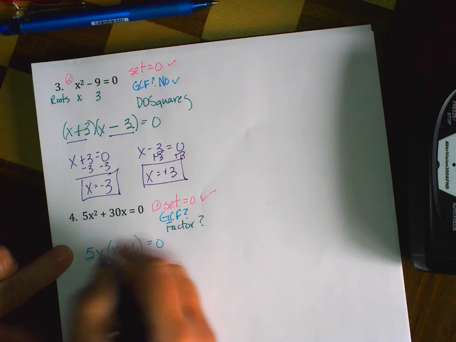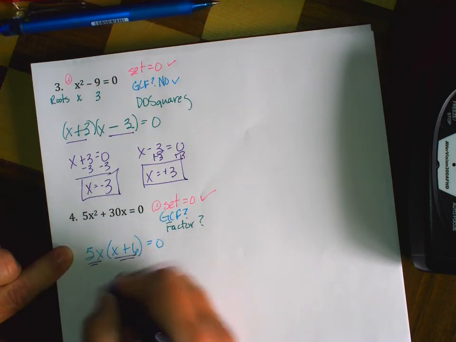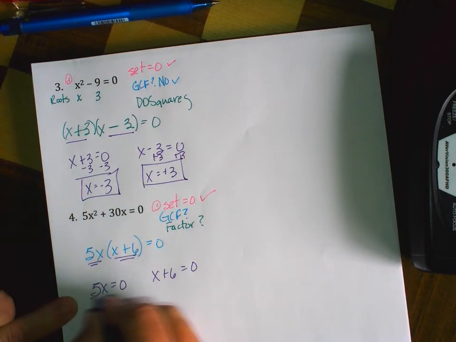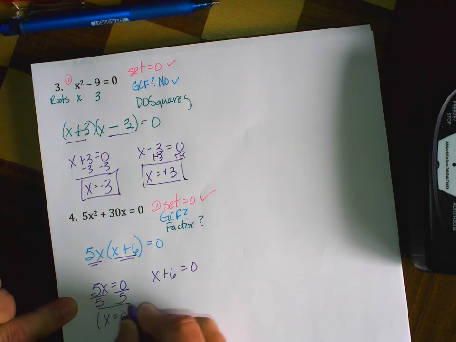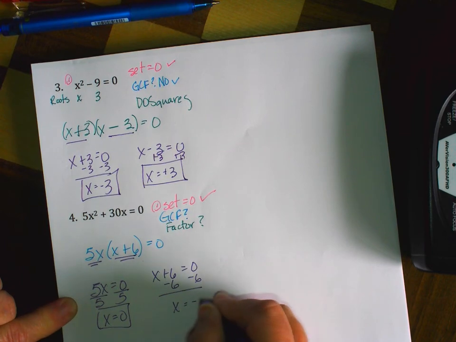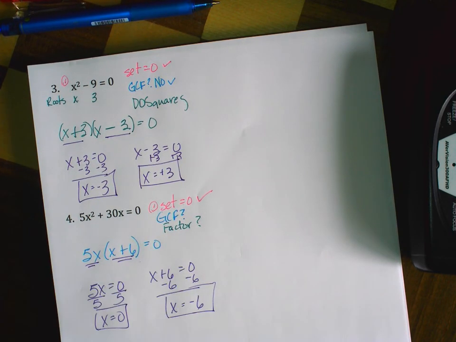And then you take each factor equal to 0. So 5x equals 0, and x plus 6 equals 0. Get the x by itself, I'm going to divide by 5. So x equals 0. That's a solution. And here I'm going to subtract 6. So x equals negative 6. And that's a solution. And that's how we go about solving quadratics by factoring.